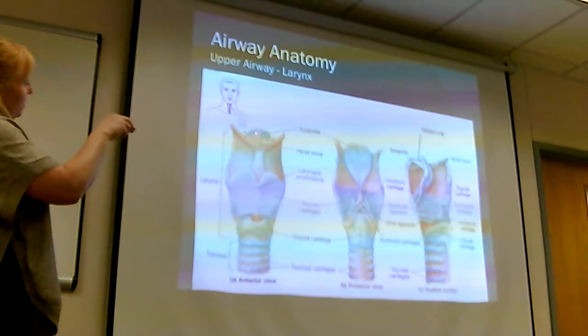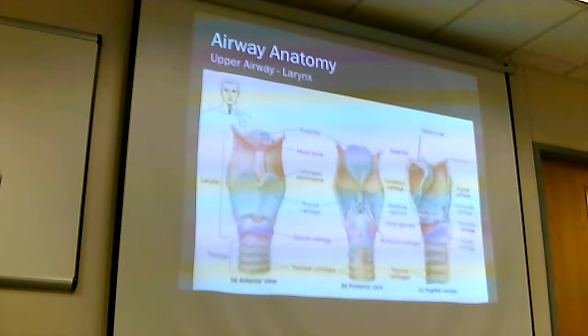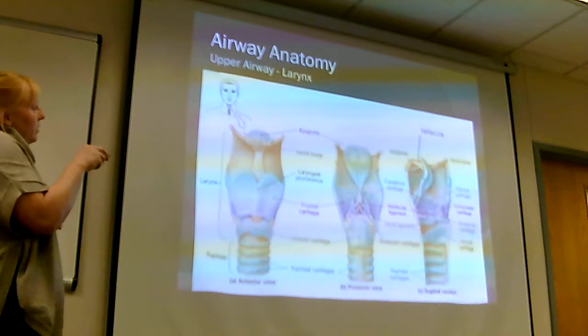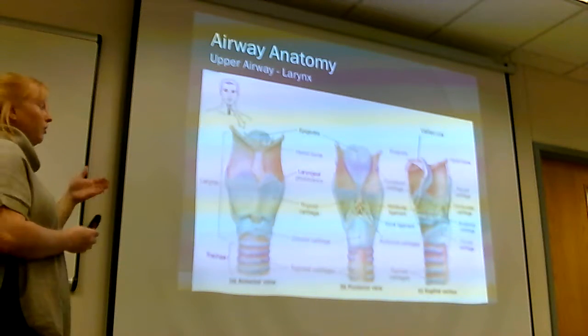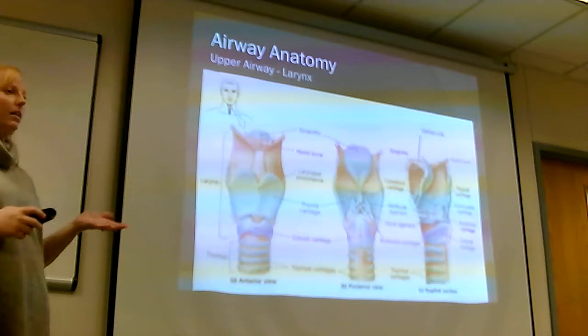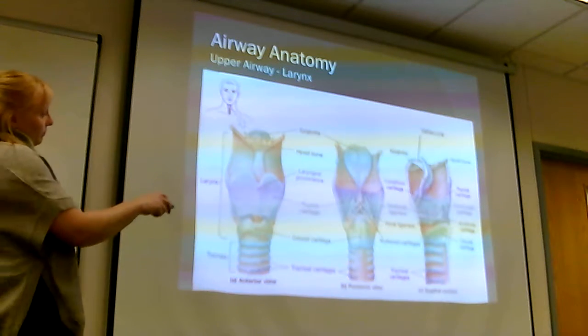airway. Epiglottis is right here. It's the little flap in the airway that closes the airway off as you swallow. It also is the point where you put your blades to intubate people. The curved blade goes behind the epiglottis, and the straight blade lifts the epiglottis up to reveal the vocal cords.